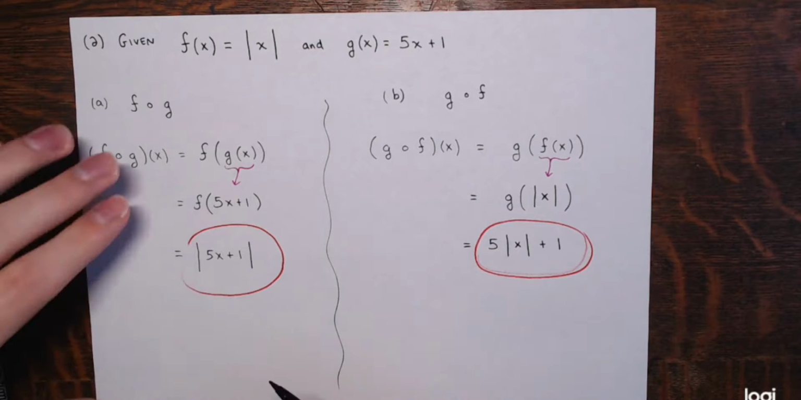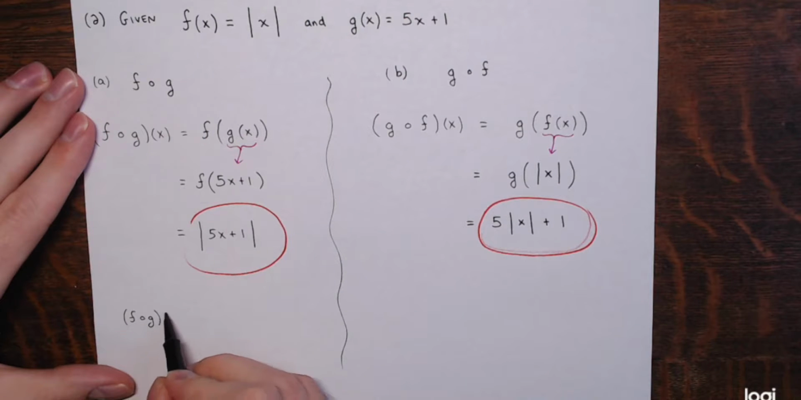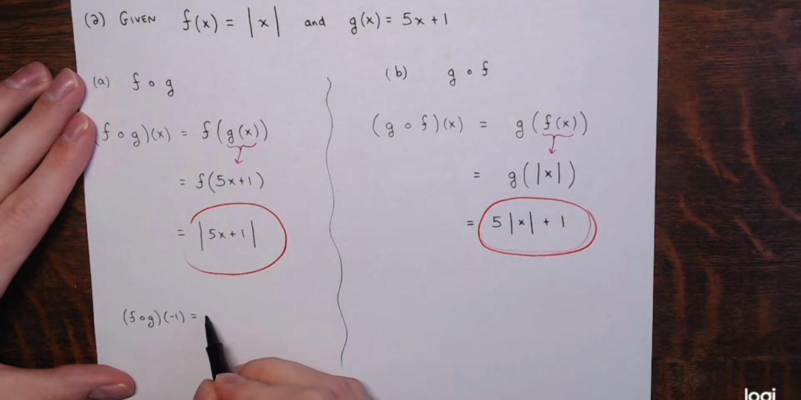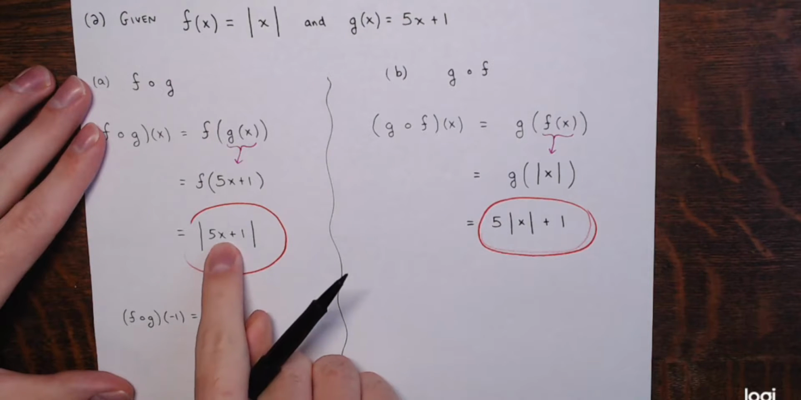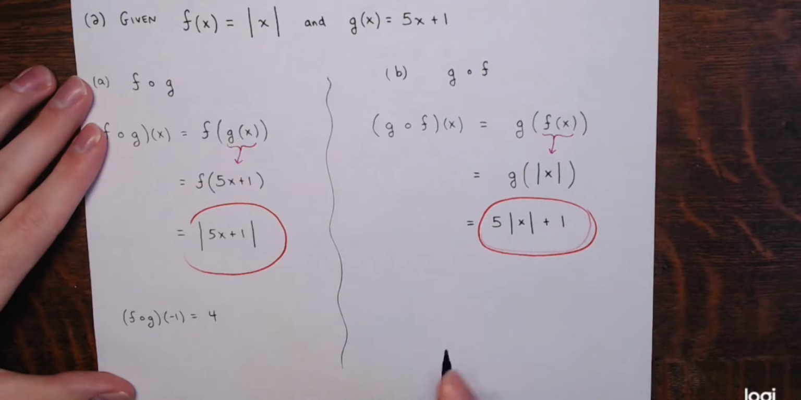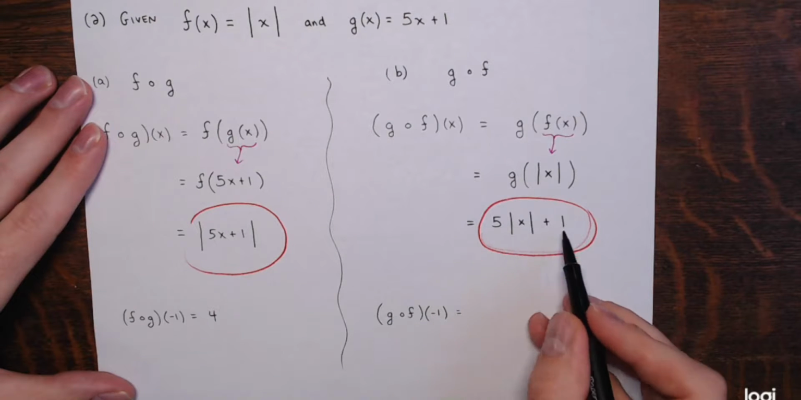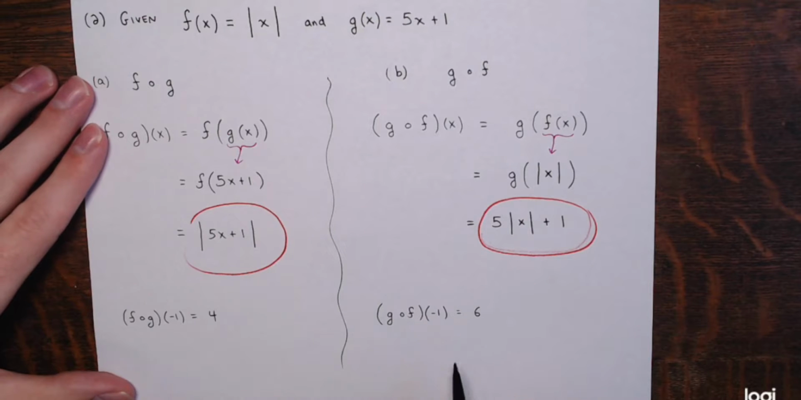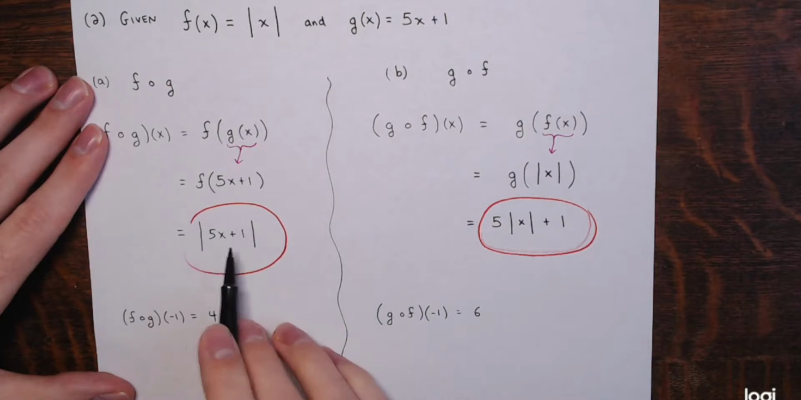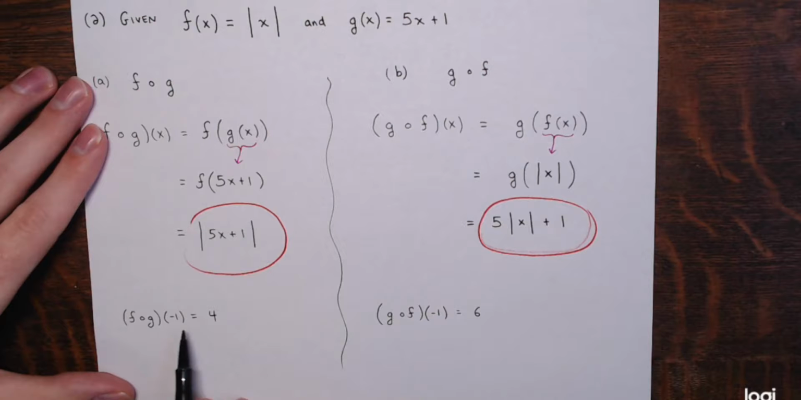And I can show you one example here. Here f composed with g at -1 would be 4, wouldn't it? If I plugged in -1 for x, -5 plus 1 is -4. The absolute value of -4 is +4. But if I switch the order, do g composed with f at -1, the absolute value of -1 is 1 times 5 is 5 plus 1 is 6. See how these are not the same all the time? I mean, they would be the same for non-negative values of x, but for negative values of x, they're different.